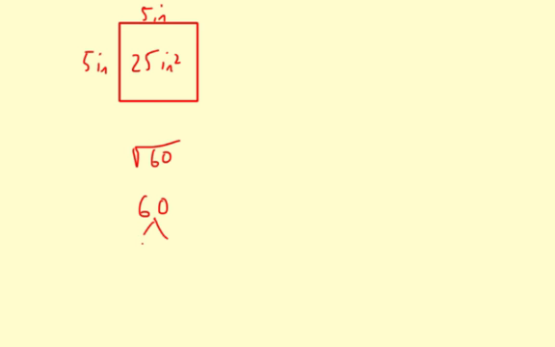So I know 60 is an even number, so 2 comes out, and that makes 30. 2 comes out of 30, that makes 15. 15 is 5 times 3. So that's prime factored, and there is a pair of 2's. Watch what happens. This is the same thing as the square root of 2 times 2 times 5 times 3.